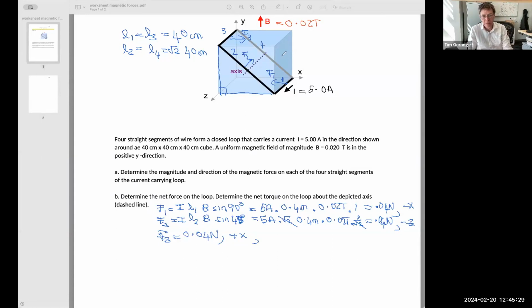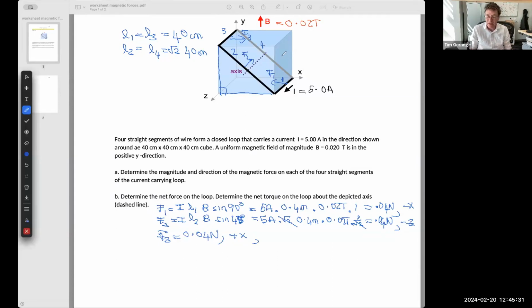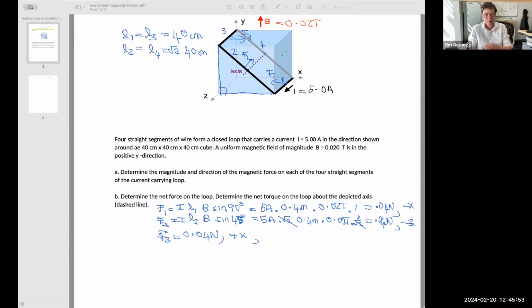They're also a pair. So they both carry the same current. They both have the same length. They're both immersed in the same magnetic field. The only difference is that the directions of the currents are opposite in wires 2 and 4. So if the currents are opposite, that means that the forces are opposite. So the force strength on wire 4 is the same as the force strength on wire 2, but the force direction on wire 4 is opposite the force direction on wire 2.